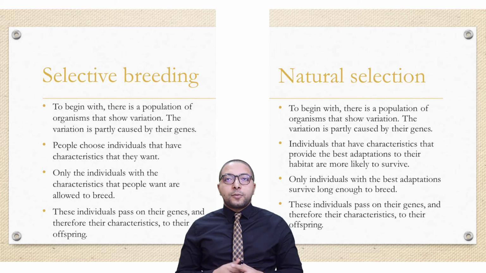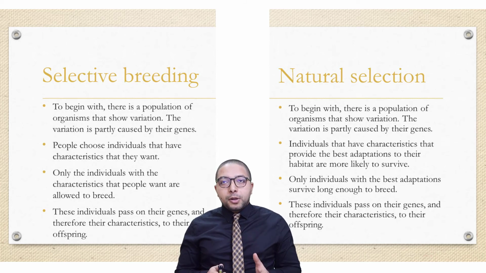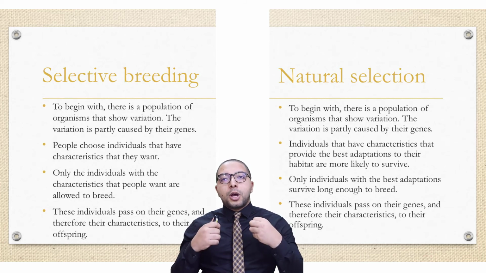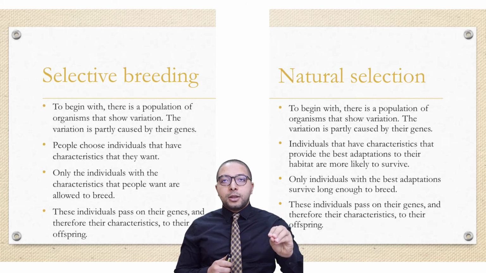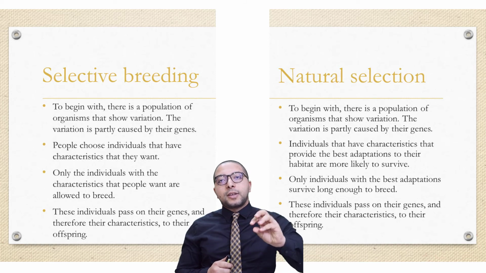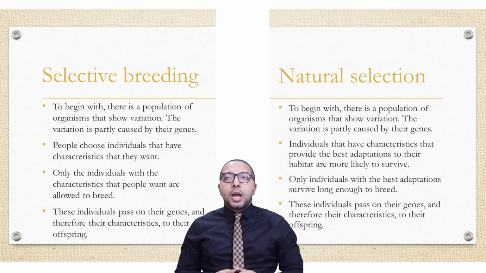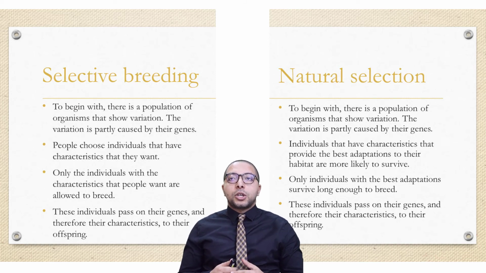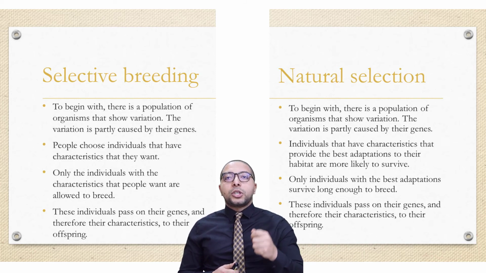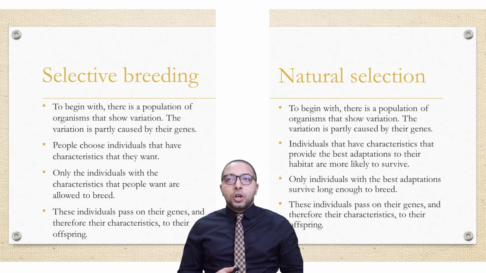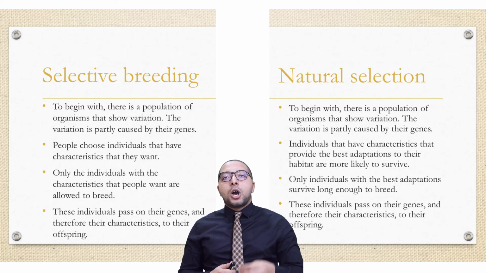Then for the selective breeding, the people, humans, are the ones who are deciding which organism is going to breed in order to pass this characteristic to the offspring. On the other hand, in natural selection, it's only nature which decides which characteristic will be passed. That's through the adaptation.